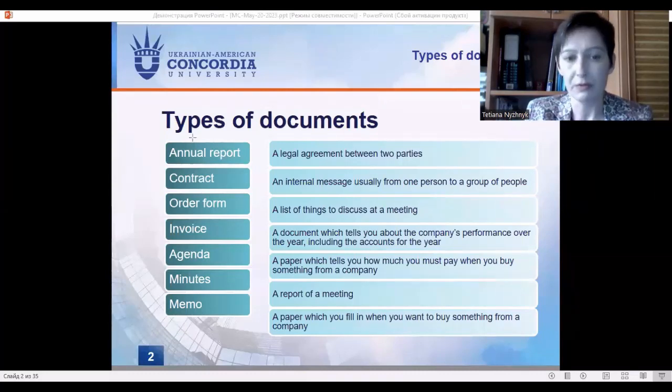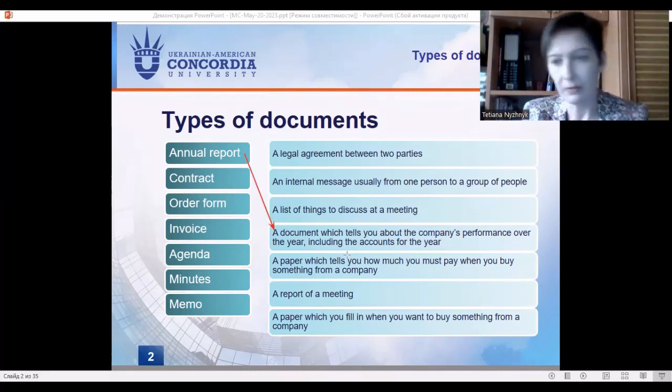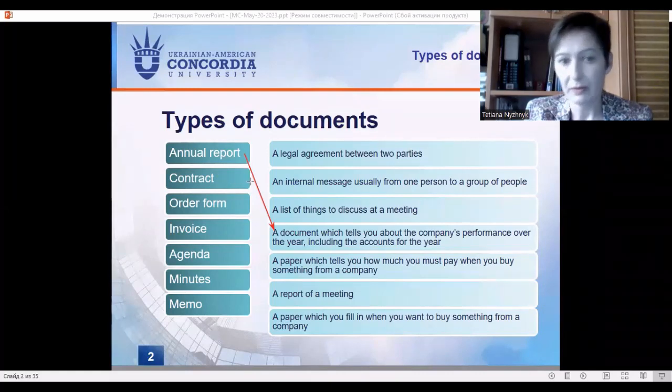Now, an annual report. Annual means yearly. It is a document which tells you about the company's performance over the year. It's a huge file with a lot of information, including the accounts for the year. Definitely, there will be other types of reports, but this one is very specific and quite typical. Now, a contract is an agreement. So obviously, it's a legal agreement between two parties or several parties, depending on the type of this particular agreement.